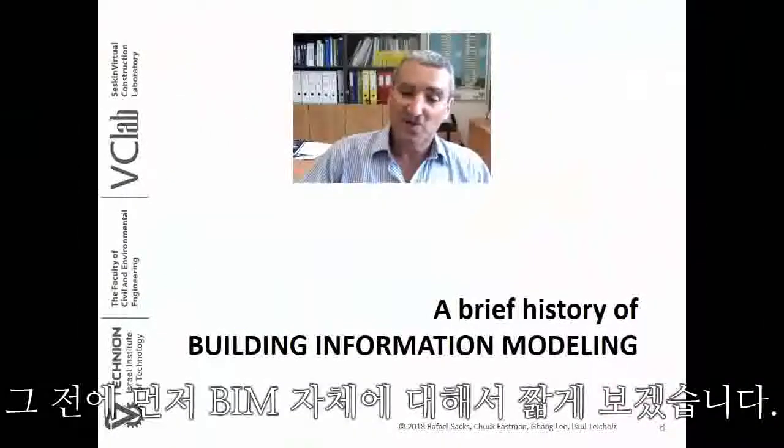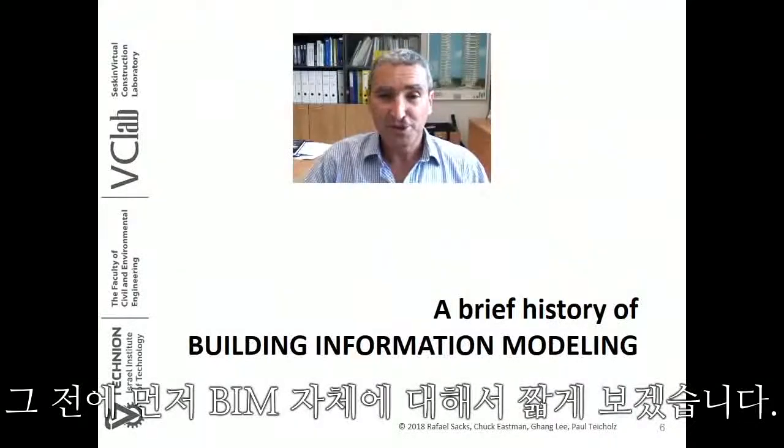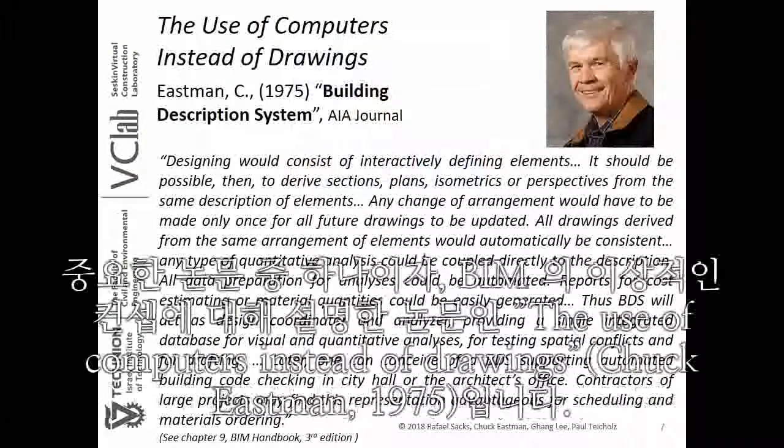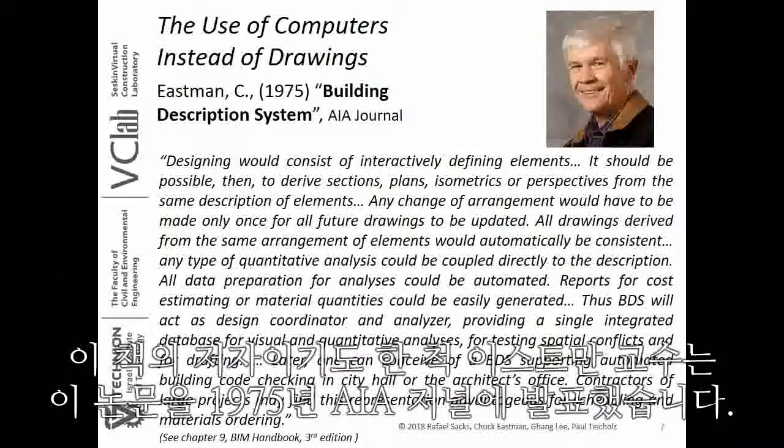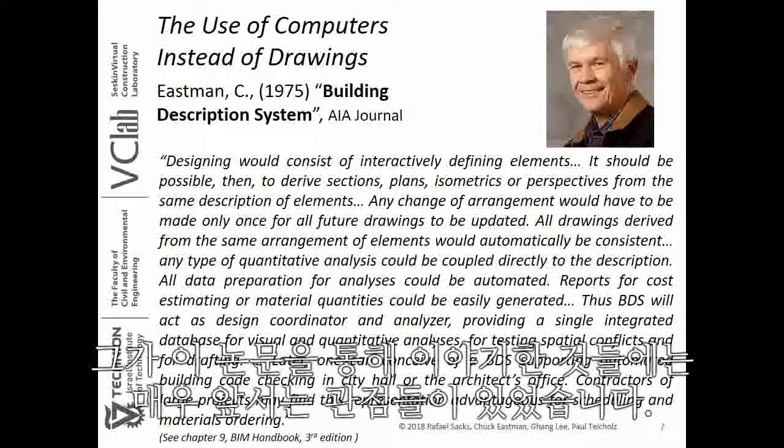Now let's perhaps have a quick look at building information modeling itself. One of the most significant papers concerning the concept of building information modeling was called The Use of Computers Instead of Drawings. Chuck Eastman, one of our co-authors, wrote this paper in 1975 in the AIA journal, American Institute of Architects. And some of the things that he said here were extremely prescient.